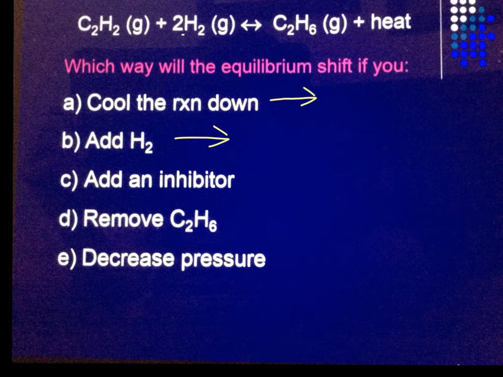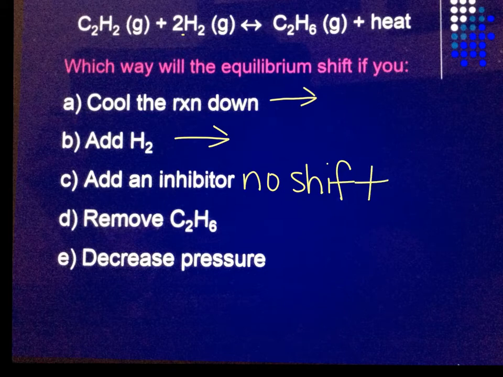Now what would happen to the equilibrium if we add an inhibitor? Well, let's think about it. What do inhibitors do? Inhibitors slow reactions down, right? So in this case, when you add an inhibitor, there's no shift. It does not favor one side over the other, okay? It just slows the reaction down, therefore reaching that equilibrium point slower. But it does not favor one side over the other.